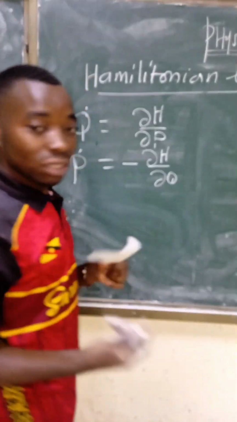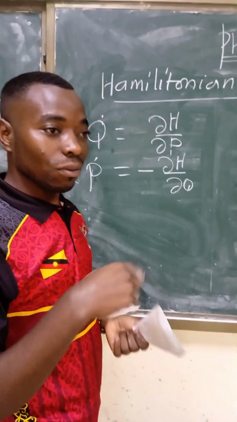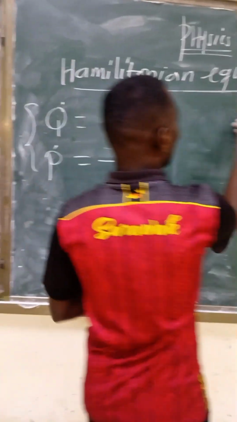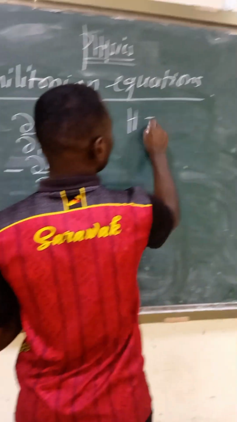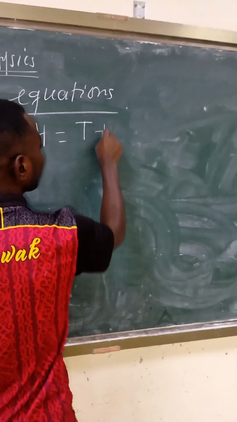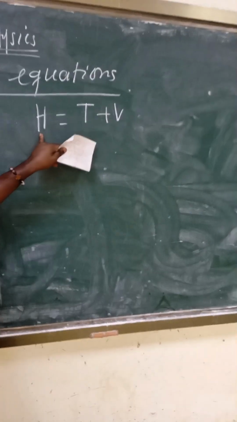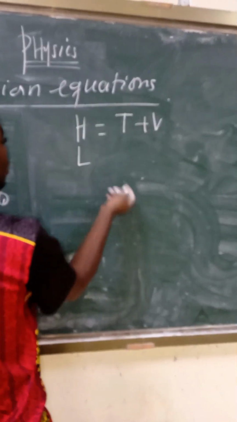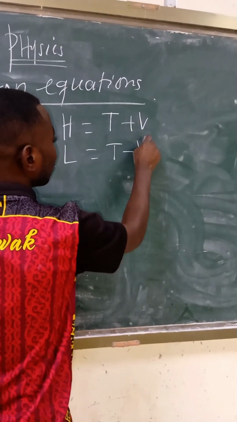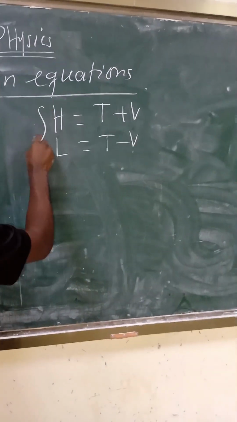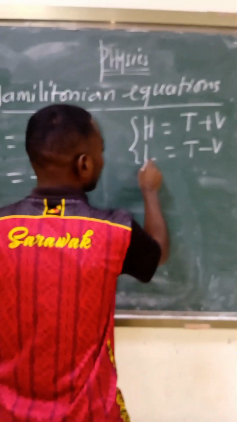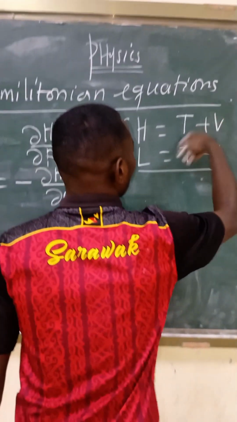Now, without further ado, let's start first with the Legendre transformation. We know that H is equal to T plus V, where this is the Hamiltonian, this is the kinetic energy, this is the potential energy. For Lagrange, we take T minus V. Can you see? The system of simultaneous equations. Now let's solve simultaneously.